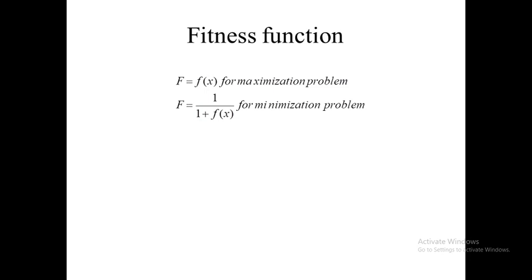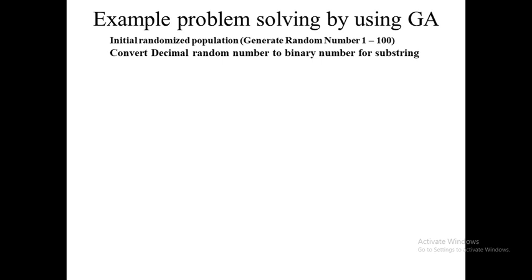Capital F is equal to f of x for a maximization problem. Capital F is equal to 1 divided by 1 plus f of x for a minimization problem. Our objective function is maximized with respect to our profit. The objective function may be minimized with respect to our production cost associated with the production, so these are the kinds of objective or fitness functions we may have. Okay, after that, an example of problem solving using the genetic algorithm.